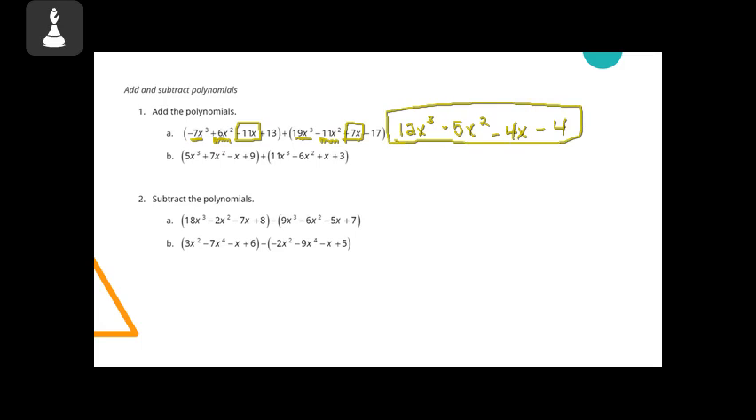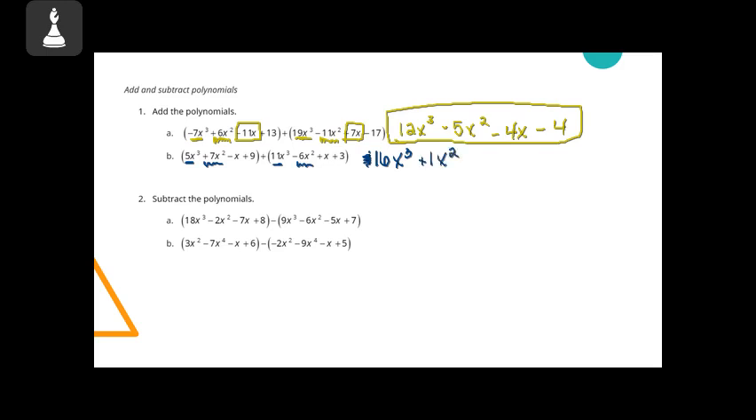Next one, 5x to the third plus 7x squared minus x plus 9 plus the polynomial 11x cubed minus 6x squared plus x plus 3. So doing that same process again, 5x cubed plus 11x cubed is 16x cubed. I didn't need to put a plus there. Next one, 7x squared plus negative 6x squared. So 7 minus 6 leaves me with 1x squared.